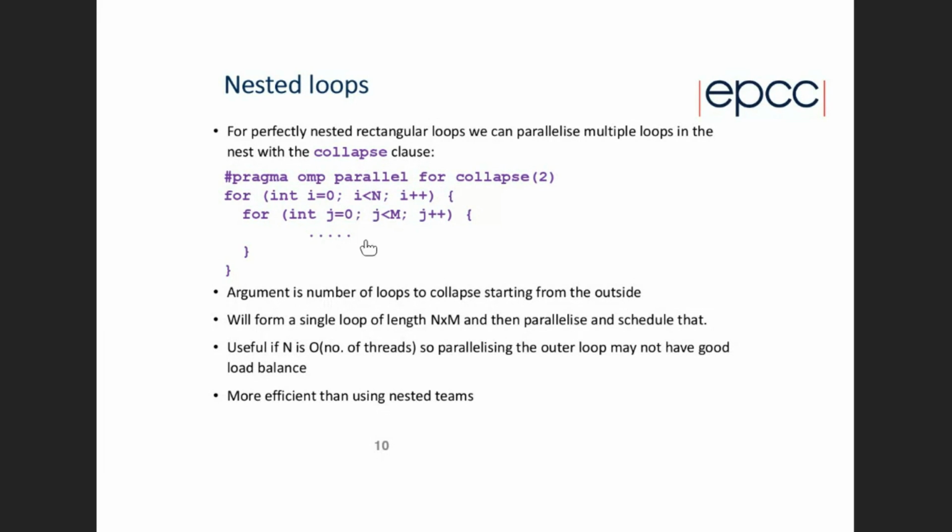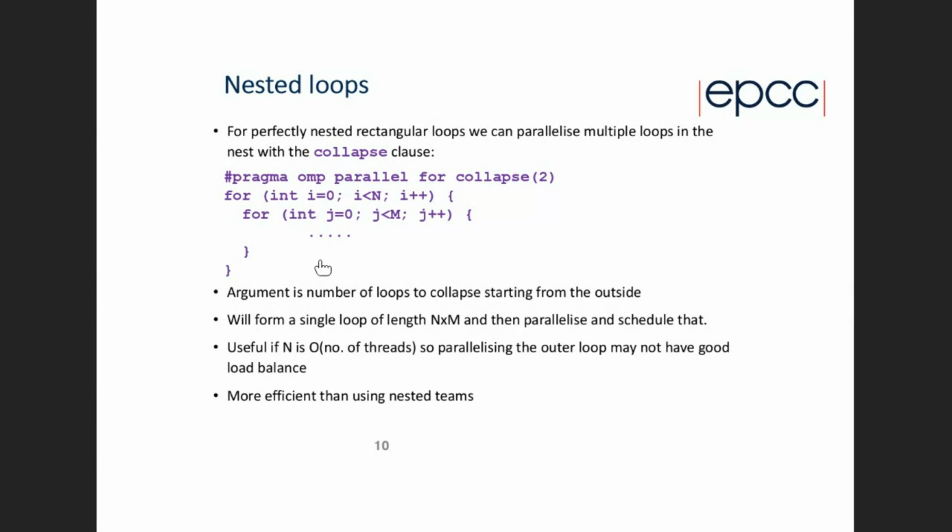So what does perfectly nested rectangular mean? Okay, so perfectly nested means that there are no statements between the loops. And so there's no code in here or no code in here, there's no code between the beginning and the end of the loops.